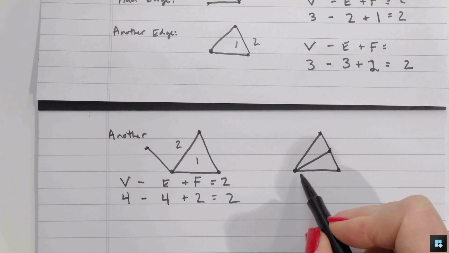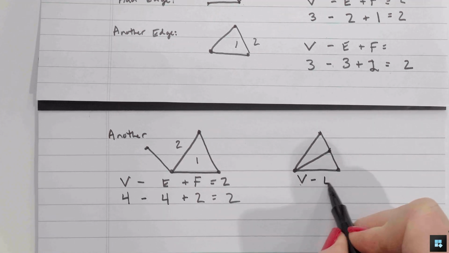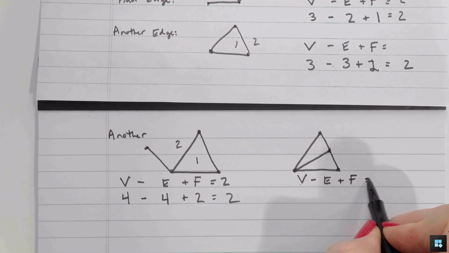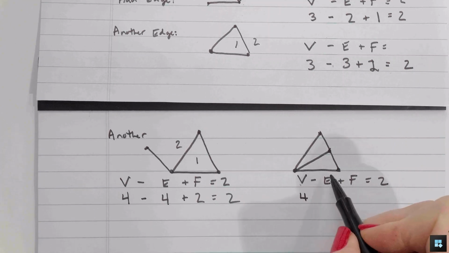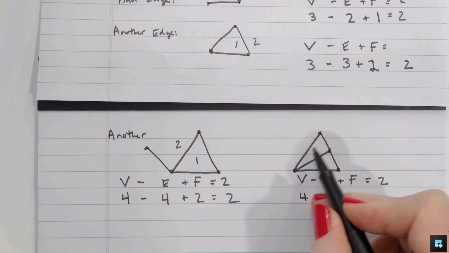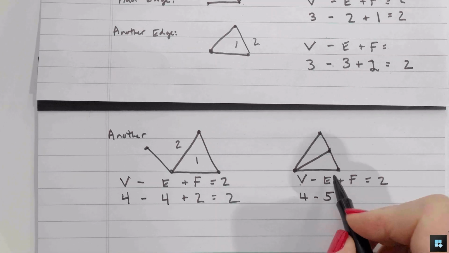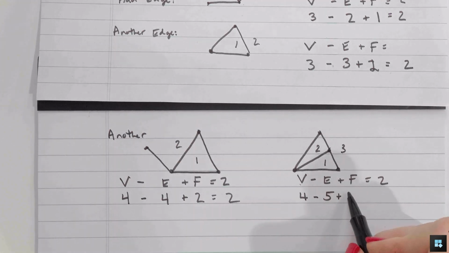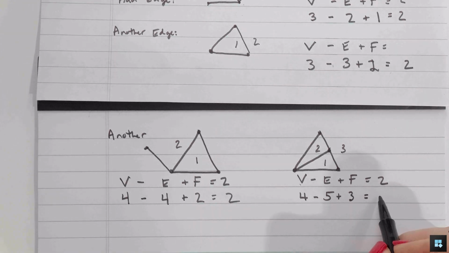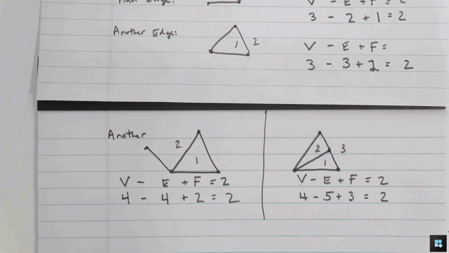When I made this edge, I created another extra edge because I split one of the edges in 2. So I have 4 vertices, and now I have 1, 2, 3, 4, 5 edges, and I created a face. So I created a face and an edge. Okay, so these are 2 separate connected graphs.